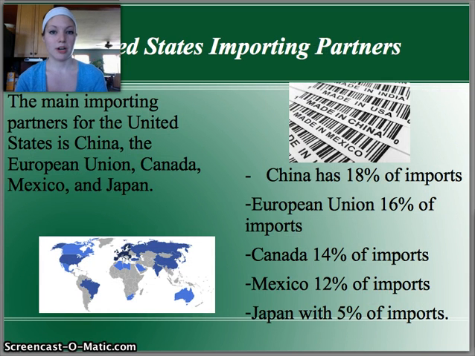Next, I'm going to talk about our importing partners. The main importing partners for the United States are China, the European Union, Canada, Mexico, and Japan. China has 18% of our imports. The European Union has 16% of imports. Canada has 14%. Mexico has 12%, and Japan has 5%.